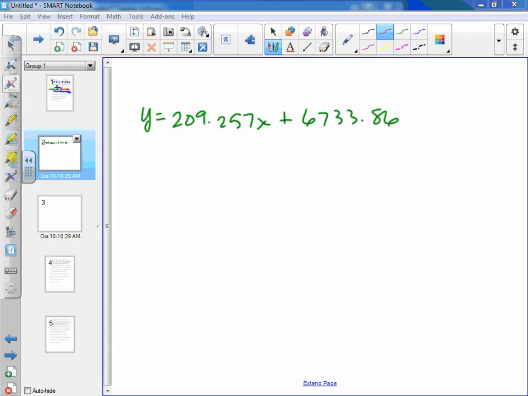So here's this slope right here. If my slope is 209.57, slope is understood to be what? The change in y over the change in x, which is considered to be your rise over your run.